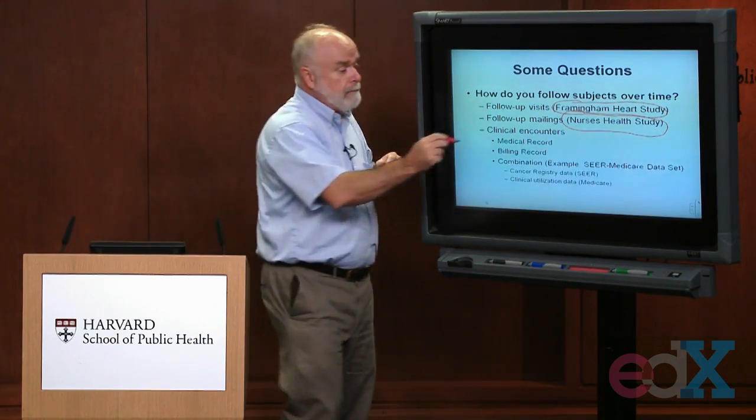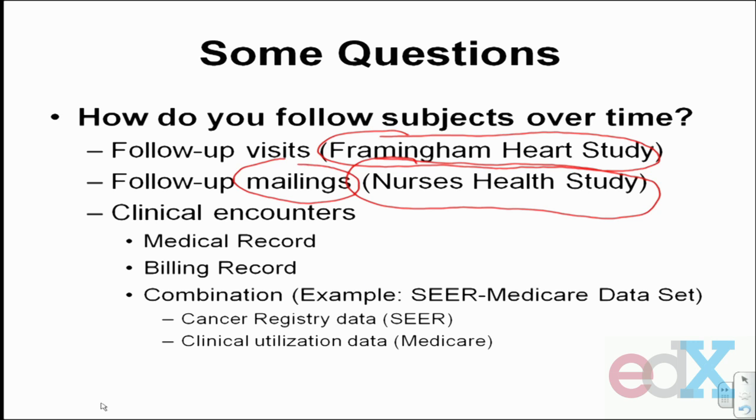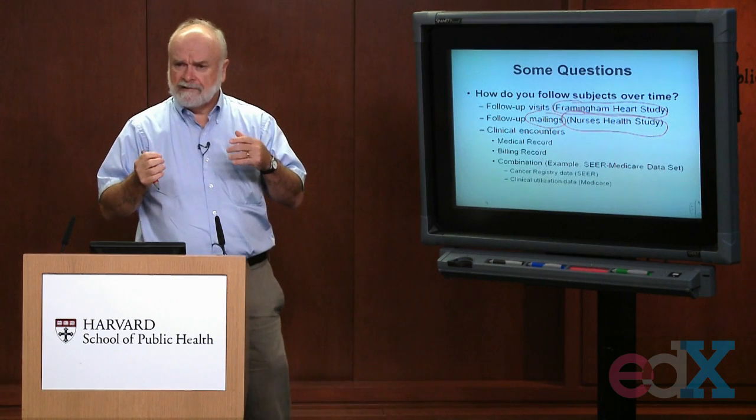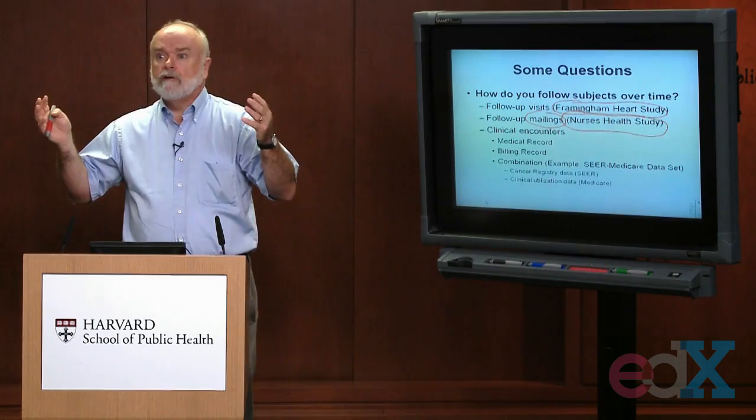But they did it by mailings. They would send questionnaires in the mail to a large number of nurses. They started out with 120,000 nurses. Can't you imagine trying to bring 120,000 people every 2 years to a site to be tested? That'd probably not be feasible. But if we can get the information from the mail responses to these questionnaires, then we might be able to get useful information from a much larger cohort.